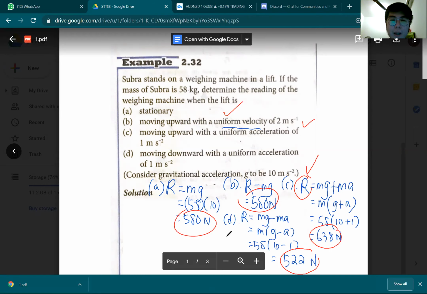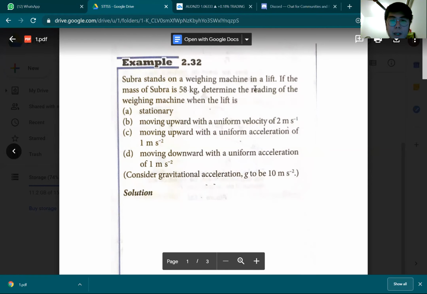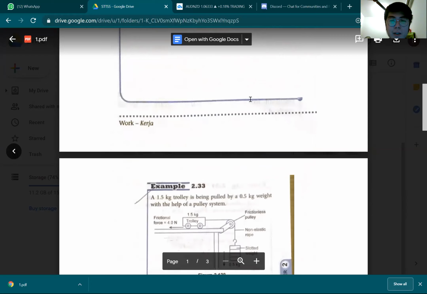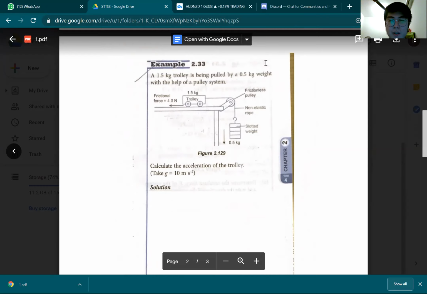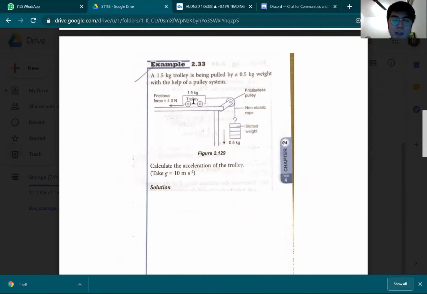Okay, next one. Now, we are done with the elevator. This one is pulley system. Pulley system is where you see all this. You see this one, the frictionless pulley. Then you have an object pulling another object together. All these questions are very typical. You see this everywhere.